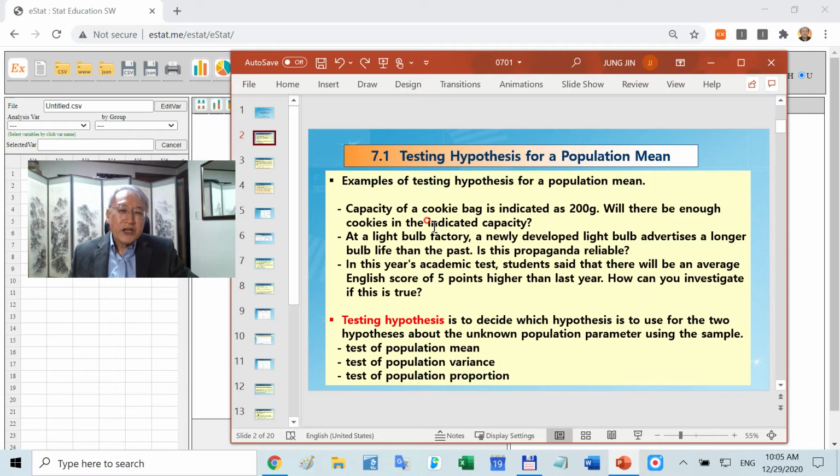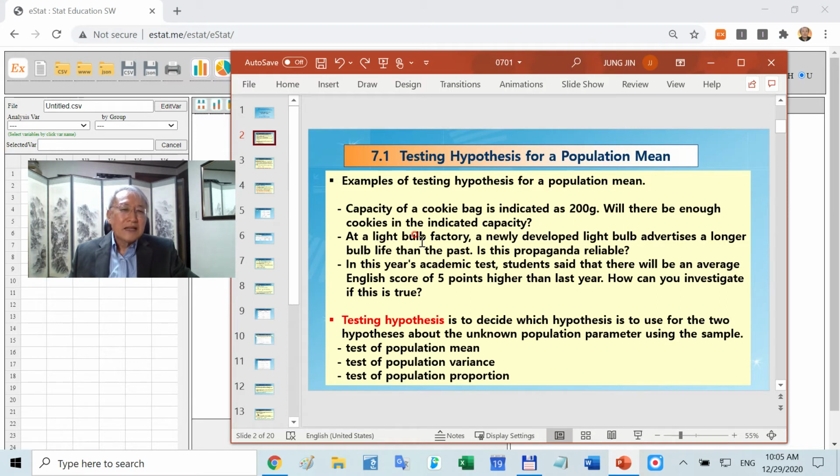You have seen a cookie bag. It can be chocolate or any kind of cookie. There is some kind of weight indicated on the envelope. Have you ever been suspicious about whether there are enough cookies as indicated on the envelope?